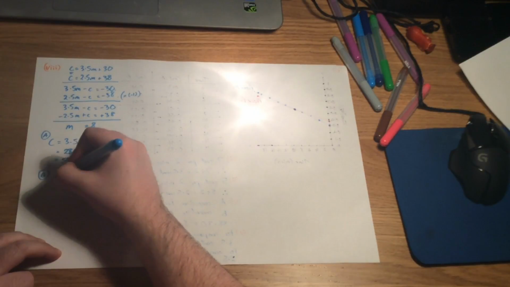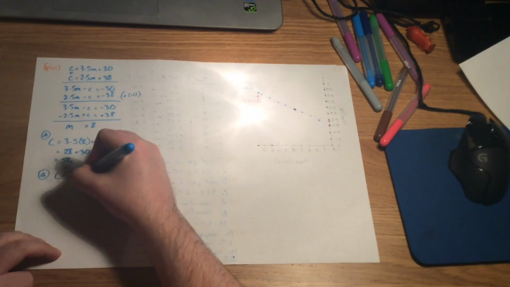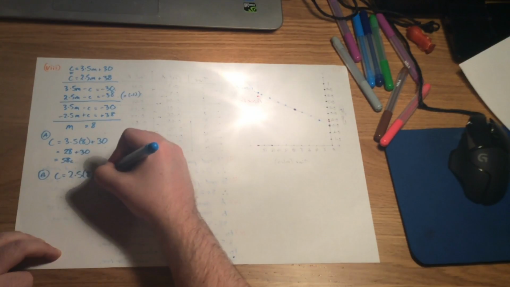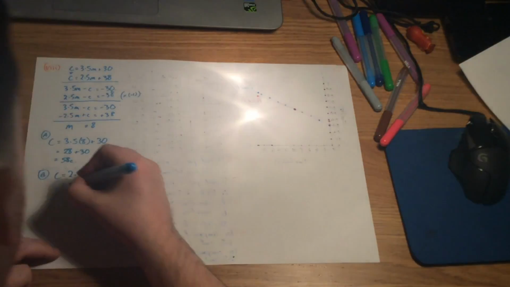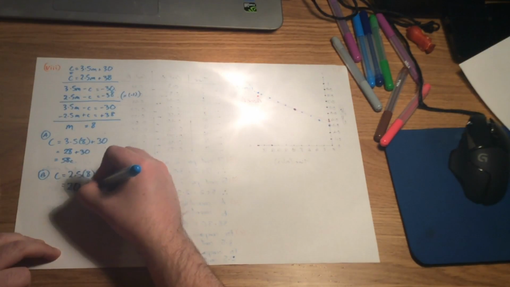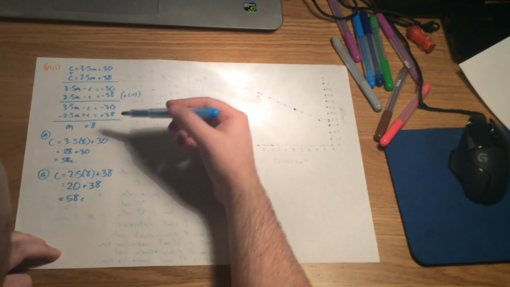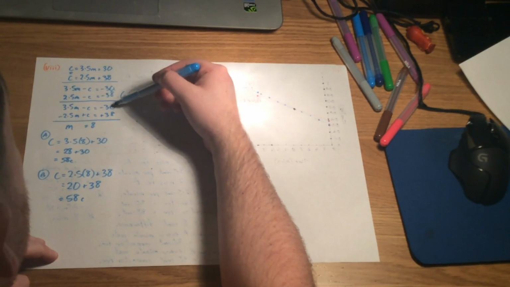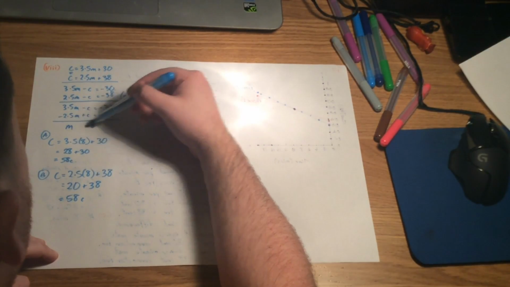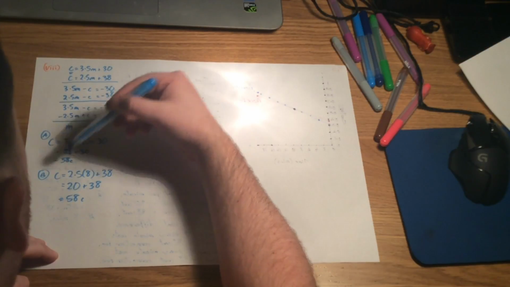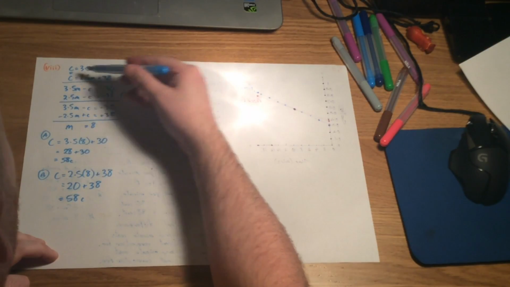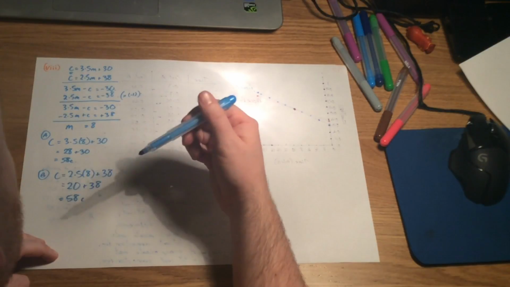It says C is equal to 2.5 times 8 plus 38. So 2.5 times 8 is equal to 20 plus 38 is equal to 58 cents. Okay, so now I verified by algebra, doing my simultaneous equation to show that yes, the number of minutes is 8 when they're the same, and as you can see when I sub that back in, I get the same value for C, so the cost is also the same.